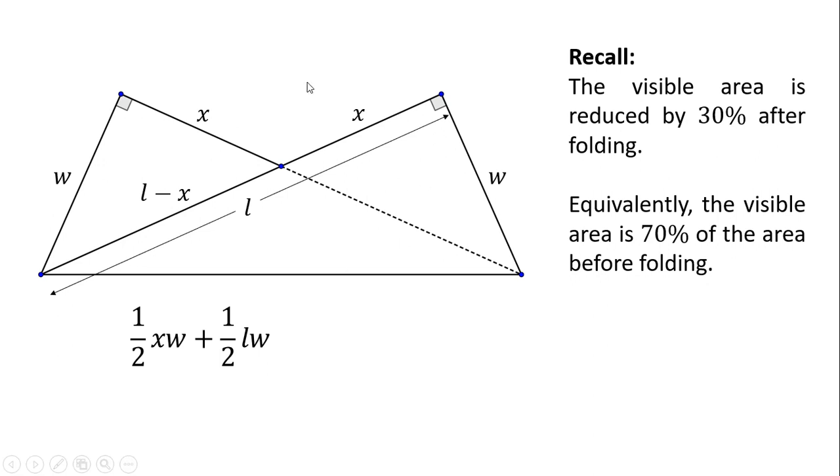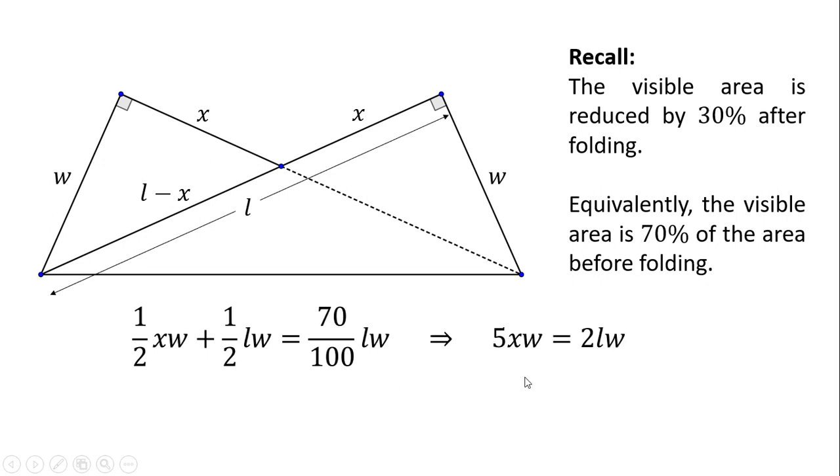Now, recall that the visible area of this figure is less than the original area by 30%. In other words, the area of this figure is just 70% of the unfolded piece of paper. And so, this expression is equal to 70 over 100 times the area of the unfolded piece of paper, which is L times W.